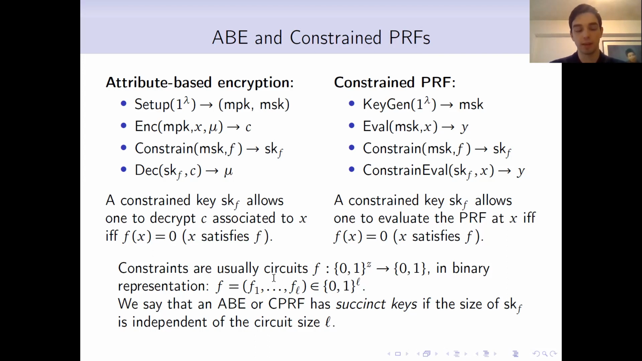These constraints that I'm talking about are circuits that output either 0 or 1, and they are represented by binary strings. And we say that an attribute-based encryption or constrained PRF has succinct keys if the size of the constraint keys is independent of the size of the description of the circuit.